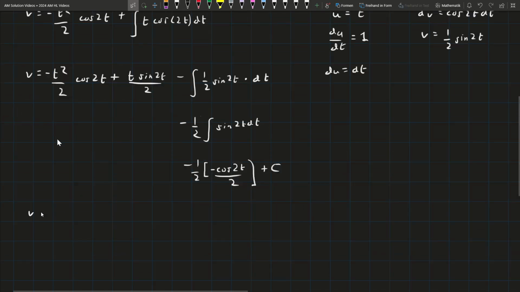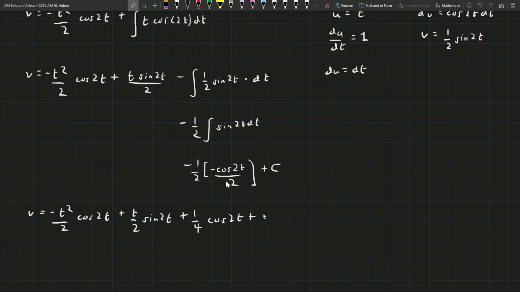So I'll write it out fully one more time. v is minus t squared over 2 cos of 2t plus t over 2 sine of 2t. And then we have minus, and a minus makes a plus. Well, half times a half is a quarter. So plus a quarter cos 2t plus c.